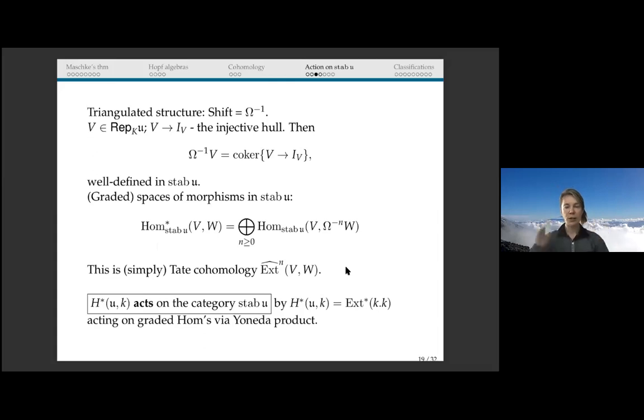Okay, now what we have is the following thing. We have now the cohomology algebra, H star of UK, or Ext groups, and it acts on the stable category. It just acts by acting on these graded Hom spaces by Yoneda product, as I described. So graded Hom spaces are Ext groups, and we have cohomology acting on Ext groups. By definition, they act on the category.